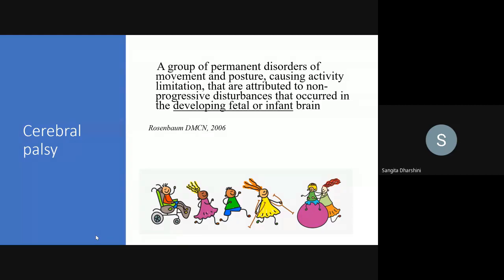So it's either a fetal brain, so either the fetus or a newborn infant, and the disturbance has to be non-progressive. So it has to be a one-off injury. It can't be an ongoing injury. Then that's not cerebral palsy. So these are the important key definitions which we need to look at before calling a child CP.